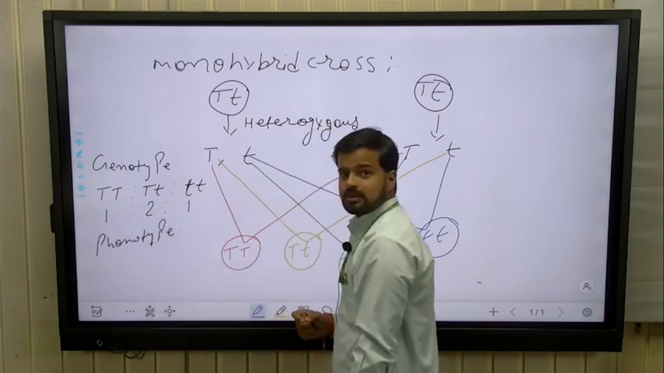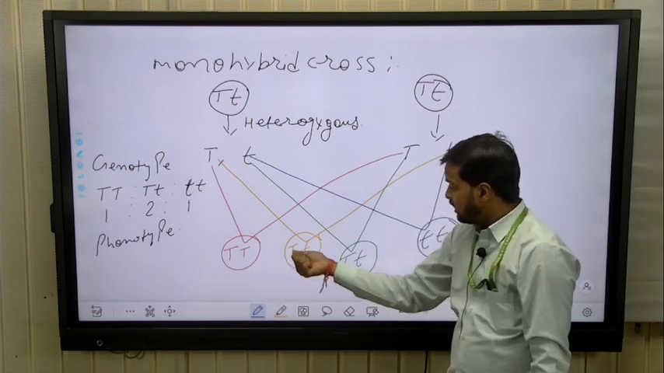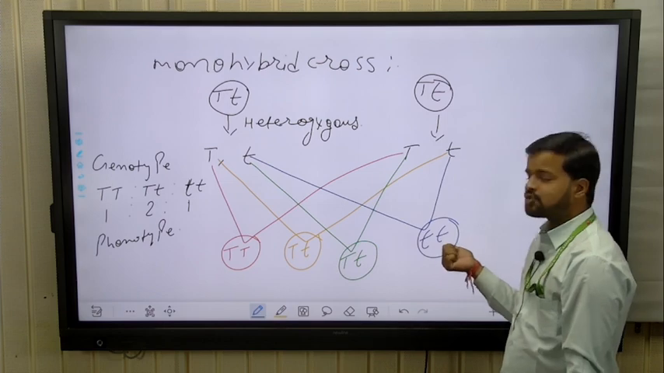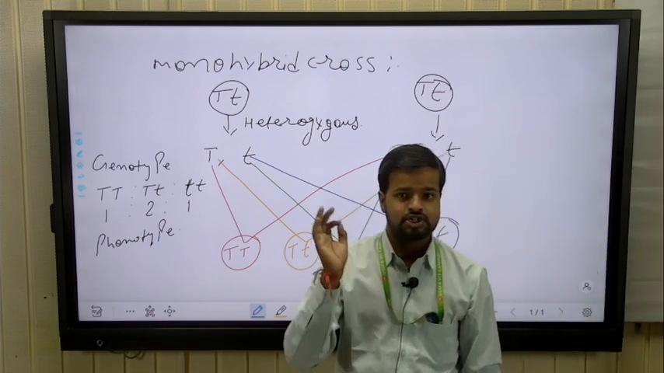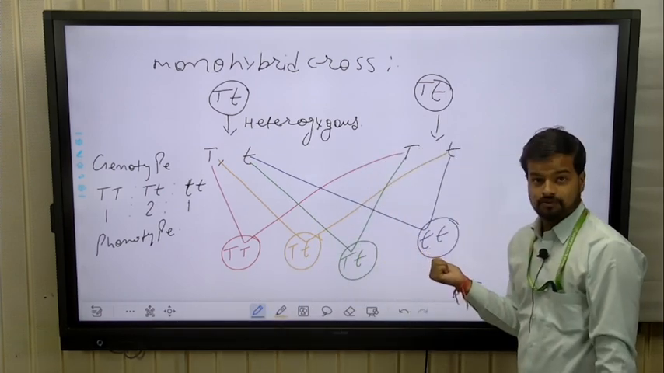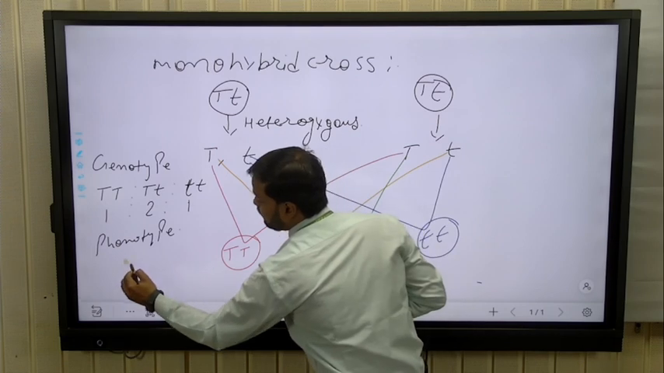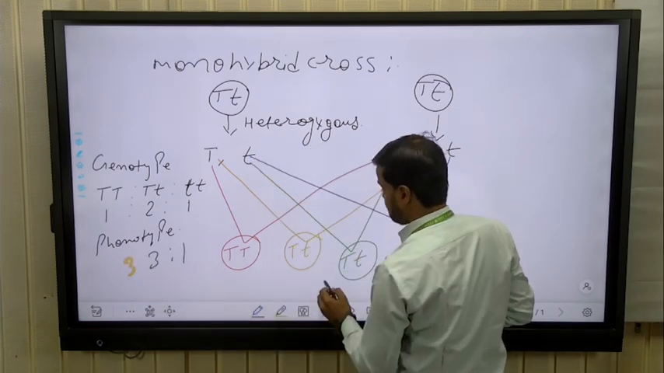Another is what? Phenotypic ratio. And phenotype is what? This showing tall characteristics. Another is what? Tall, and another is what? Small. That means we obtain 3 plants that showing tall characteristics in F2 generation, and one is what? Dwarf. Clear? The overall phenotypic ratio is 3:1.